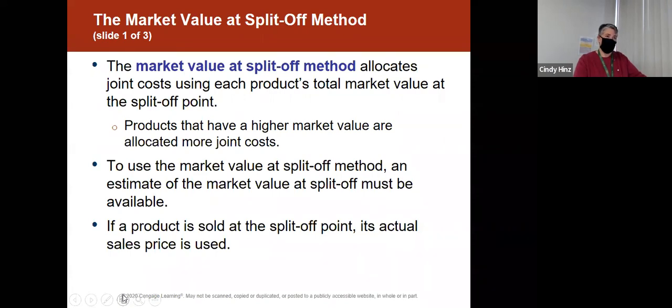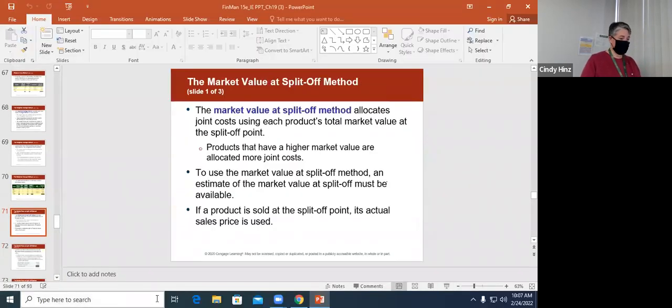Again, the rationale is, well, it's worth more at the end, so we just give it more cost. I don't really like that, but I'm not passing judgment on this method. I'm just not sure that's the best way, other than it keeps our profit margins across products relatively more equal, equitable. So products that have a higher market value are allocated more of the joint cost. Let's go to our exercise.